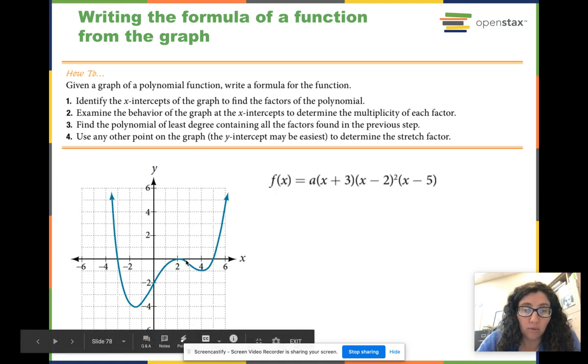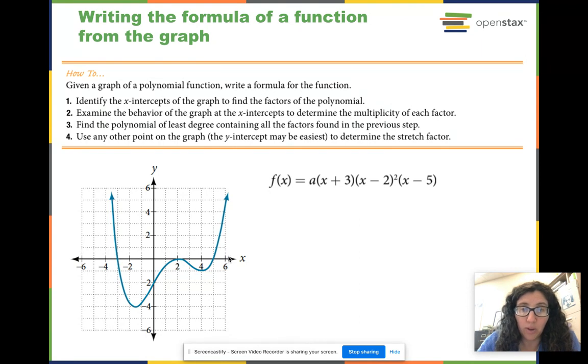We have x-intercepts at -3, 2, and 5. So here we write those as zeros: x plus 3, x minus 2, x minus 5. And then we look at how it crosses, right? This looks like it has multiplicity 1, so there's a 1 on that zero.